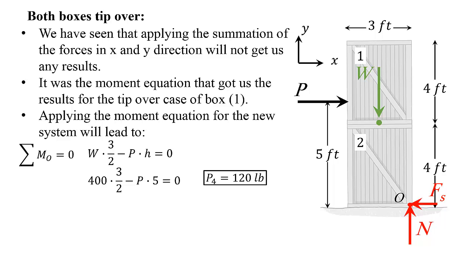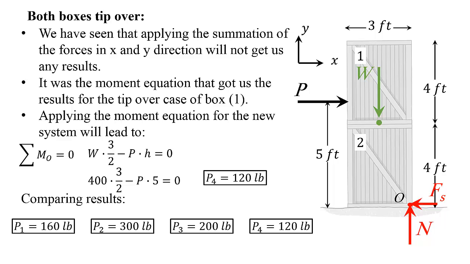Now I need to compare the 4 results. Comparing results, I see P1 is 160, P2 is 300, P3 is 200, P4 is 120. Of course, 120 will govern. Why is that? You're applying the force starting from 0. You will never reach 160 or 200 or 300 before reaching 120. So when you imagine yourself applying the force 0, 10, 20, 30 all the way to 119.